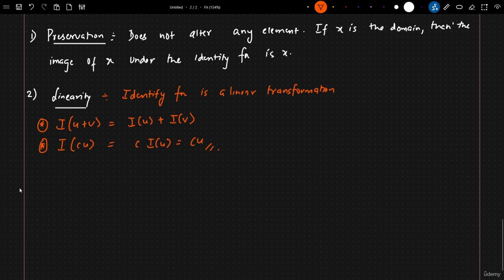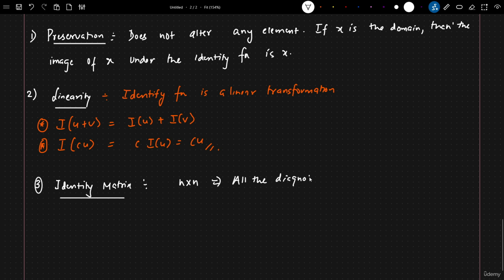How do we identify the identity function? The third important point: how do you denote an identity function? The identity matrix, first of all, is specified in this way. Let's say that first of all I take a matrix. It can be an n cross n matrix, and it needs to be an n cross n matrix. Here all the diagonal elements will be 1 and zeros elsewhere. That is how we specifically denote it.